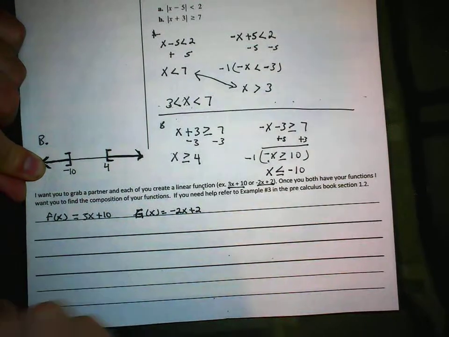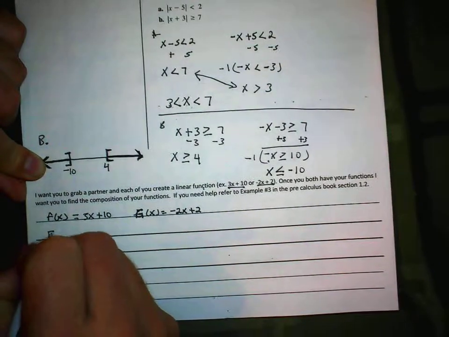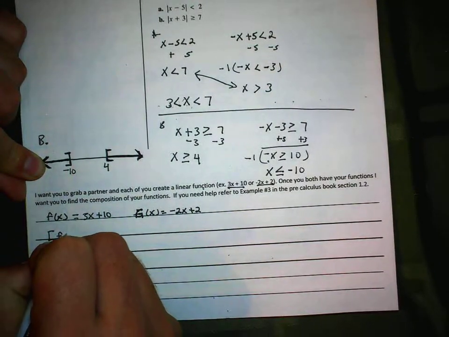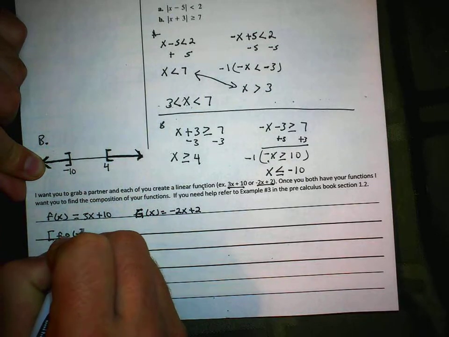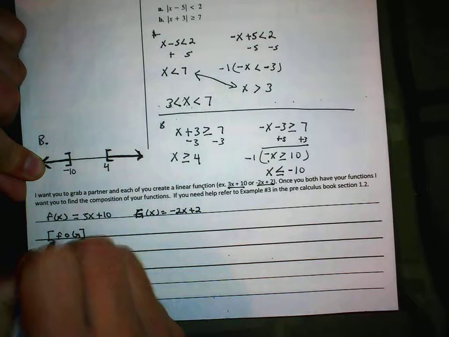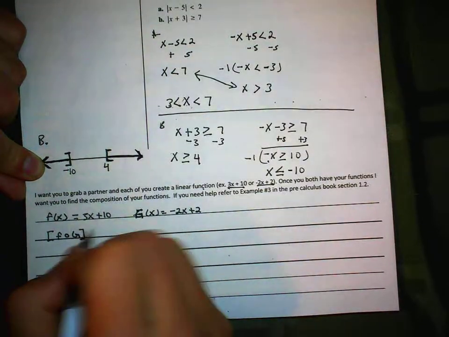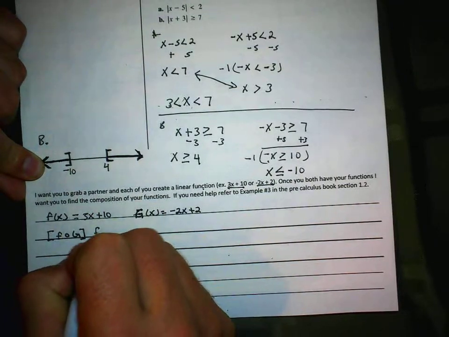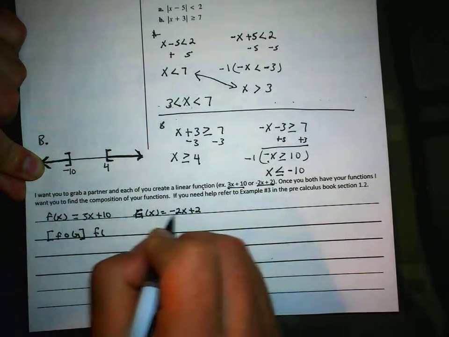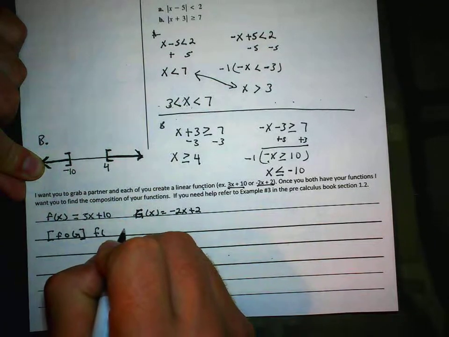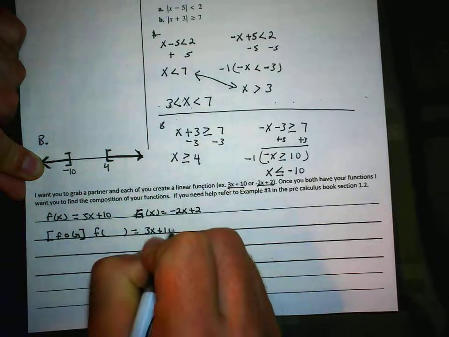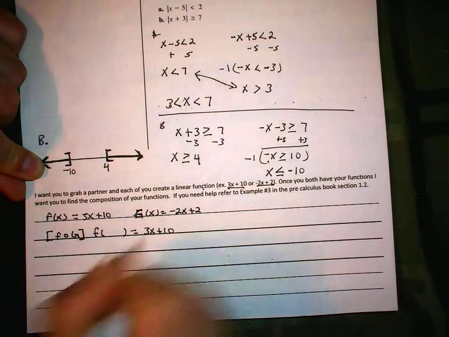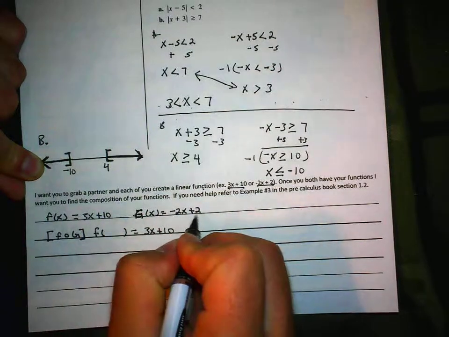Now, here's what a composition writes. The function of f of g. Okay? What that tells me is insert g into f. So then what I do is I write f, and what was f? Okay, f was 3x plus 10. Now what are we putting into x? We are putting negative 2x plus 2.